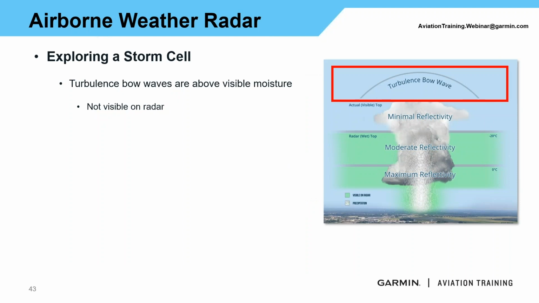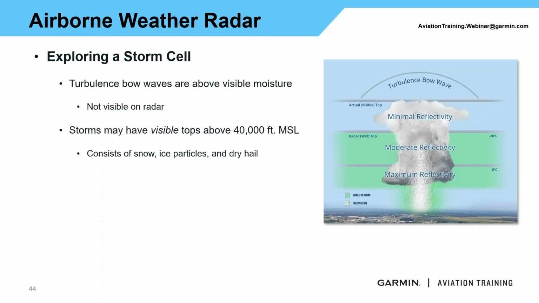So at the top of a thunderstorm, we have that turbulence bow wave, and it is not visible on radar, but it is a potential threat. Turbulence is in its name, so you could be getting a bumpy ride, but you could be having hail being thrown out the top of the thunderstorm, not something you want to overfly. But either way, it's not something that's going to be visible on your radar.